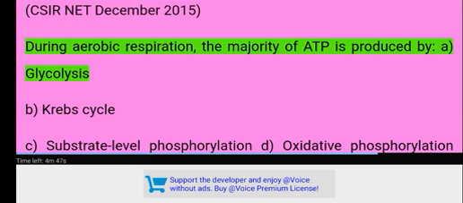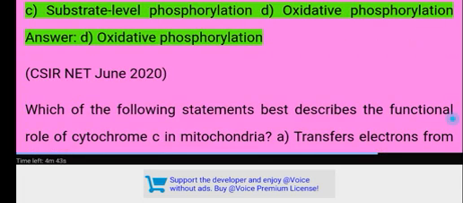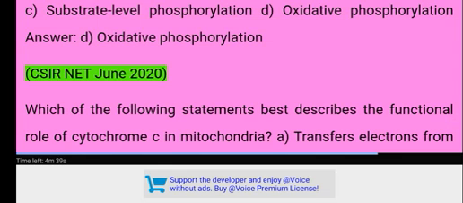CSIR-NET December 2015. During aerobic respiration, the majority of ATP is produced by A. Glycolysis. B. Krebs cycle. C. Substrate level phosphorylation. D. Oxidative phosphorylation. Answer: D. Oxidative phosphorylation.